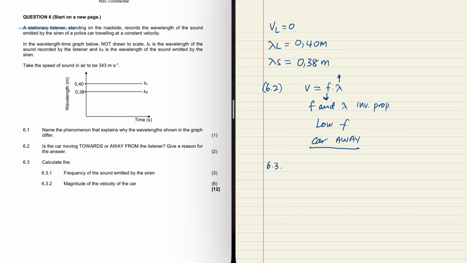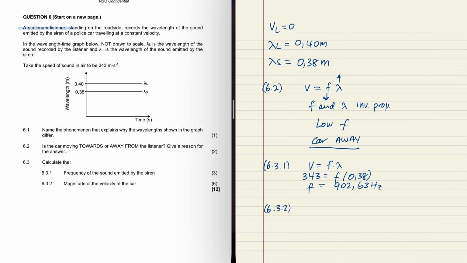Question 6.3.1. Calculate the frequency of the sound emitted by the siren. So V is equal to F times lambda. So 343 is equal to F, so that's the frequency, multiplied by the lambda. Now we need to be careful. We have lambda L and lambda S. We are interested in the siren itself, so the sound emitted by the siren, so the source. So we're going to substitute in 0.38. That means that the frequency is going to equal 902.63 Hertz.